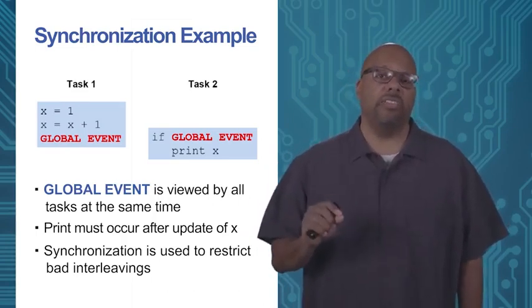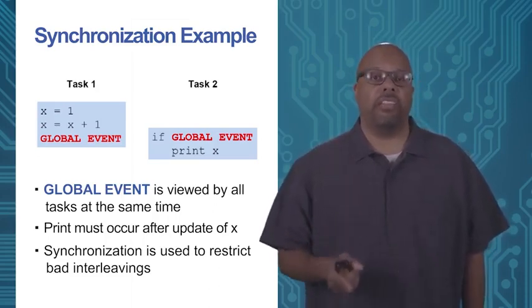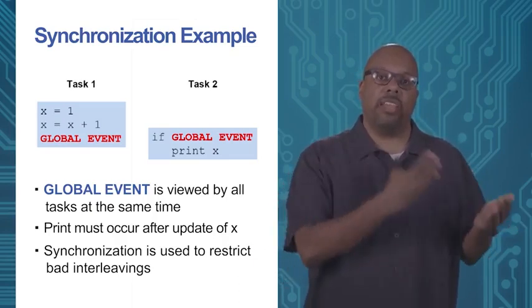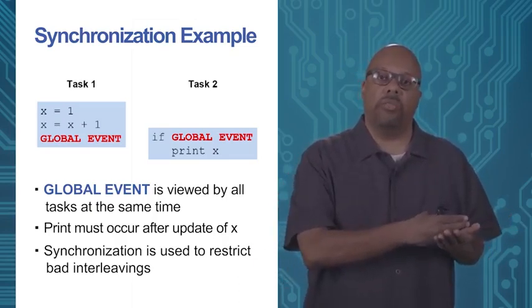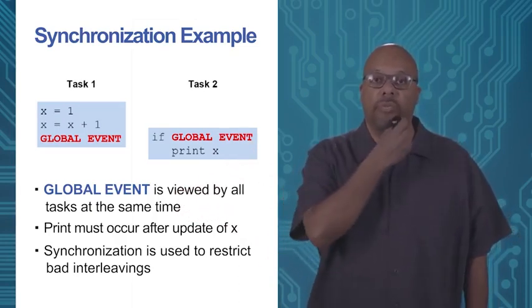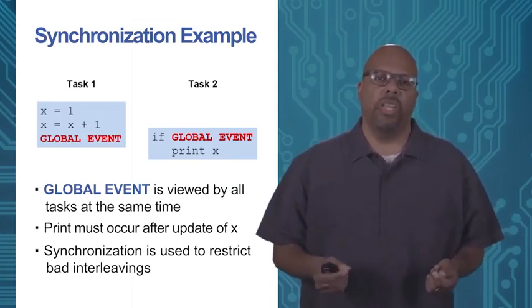Now we need this synchronization in an example like this because of our intent. We needed the print x in task 2 to happen after certain instructions in task 1. And there are examples like that. Actually, we'll come up with more of these examples in a later module. But there are many examples like that where certain events have to happen in a certain order.